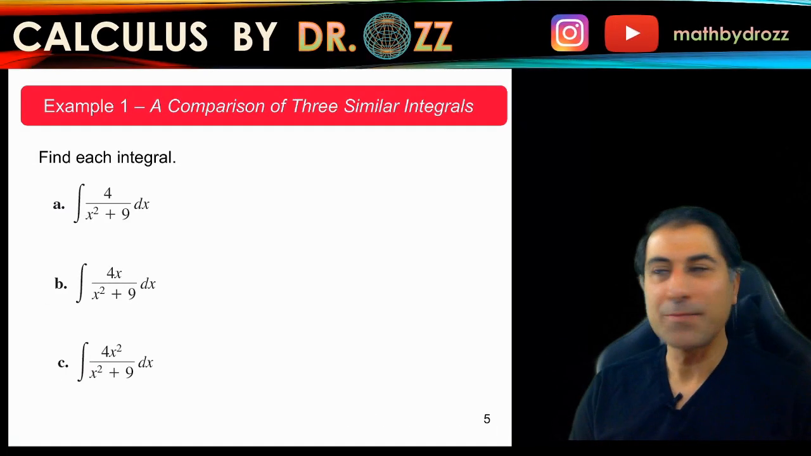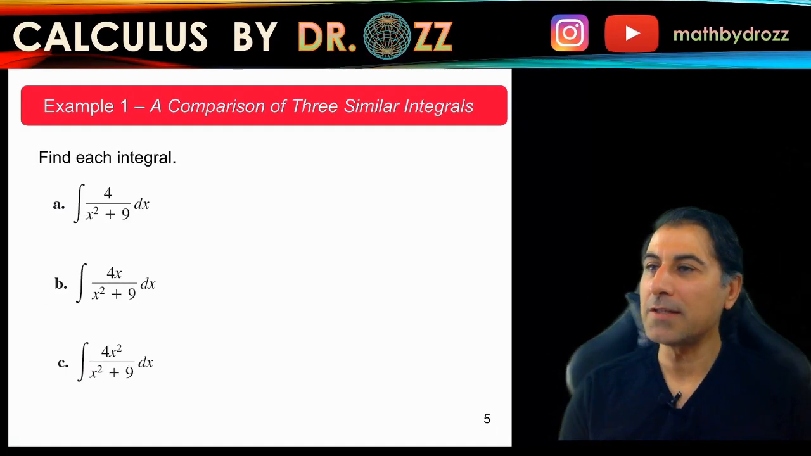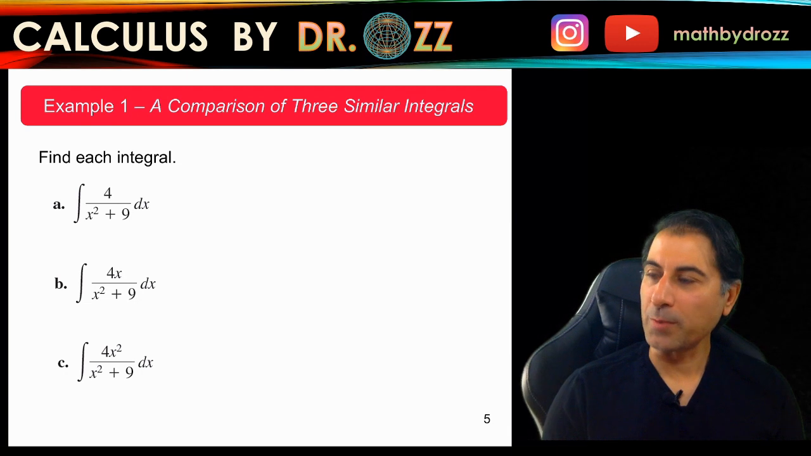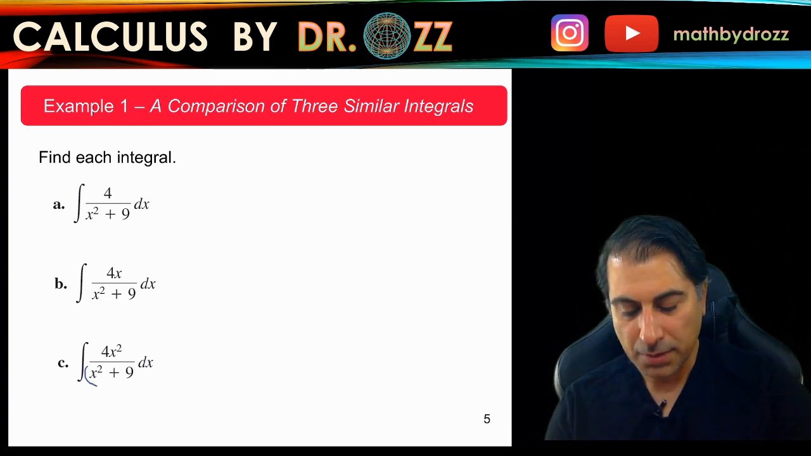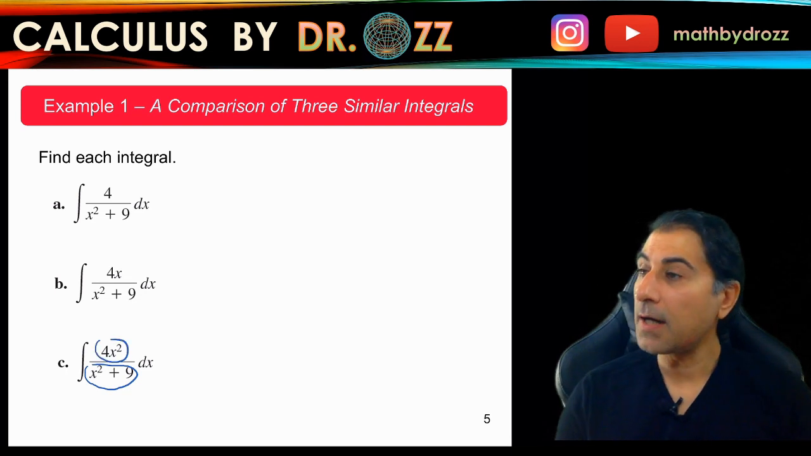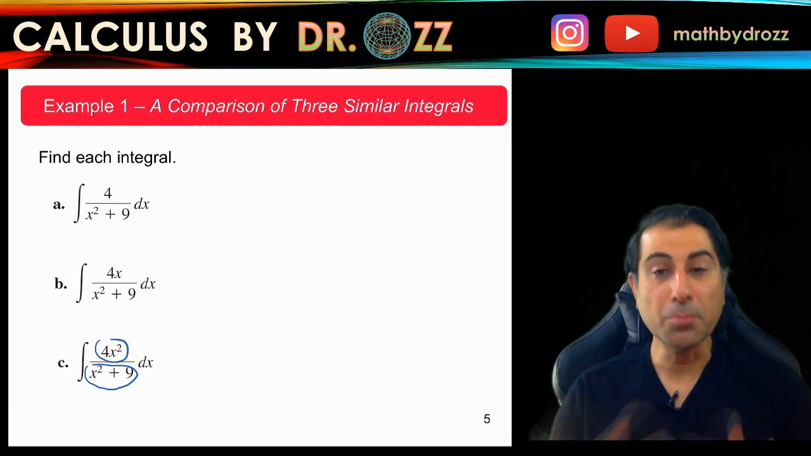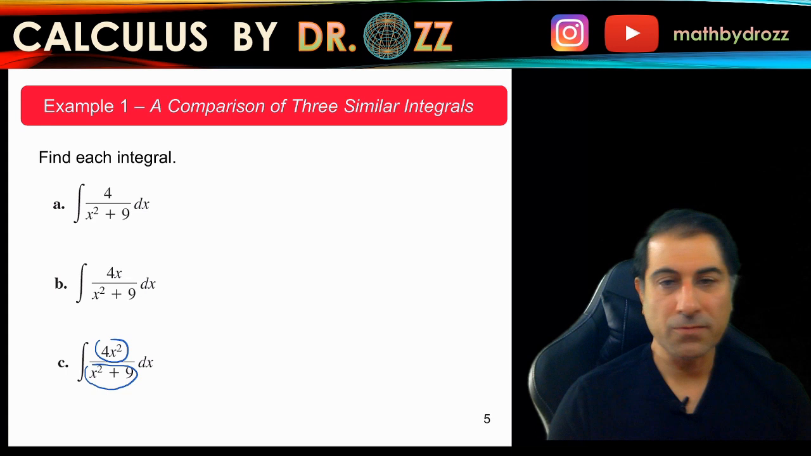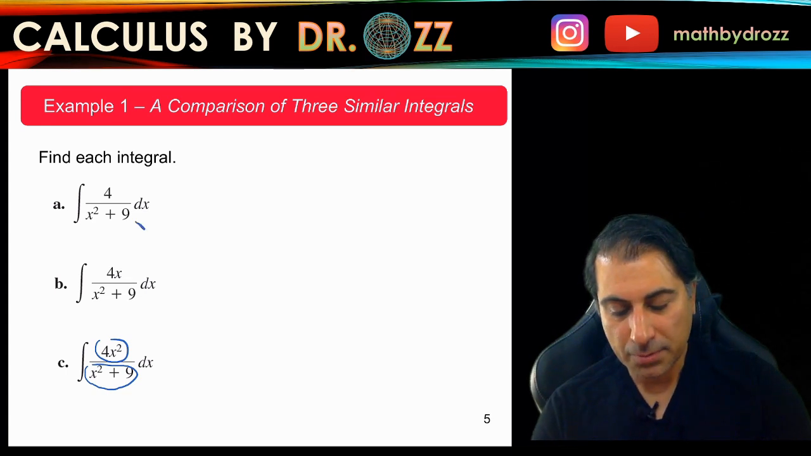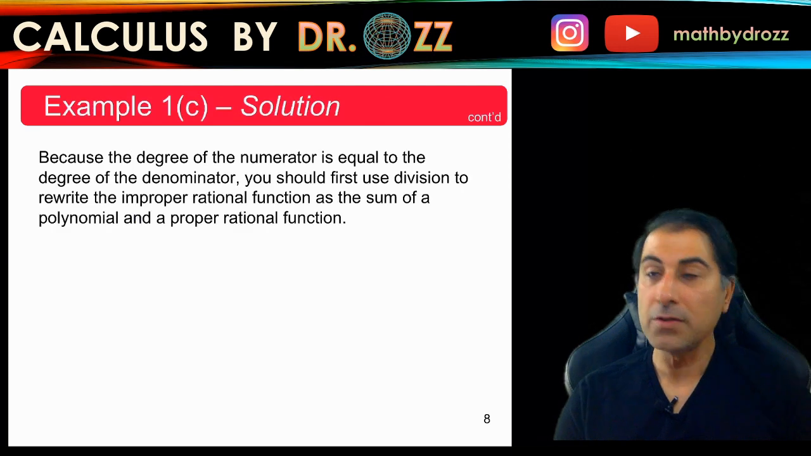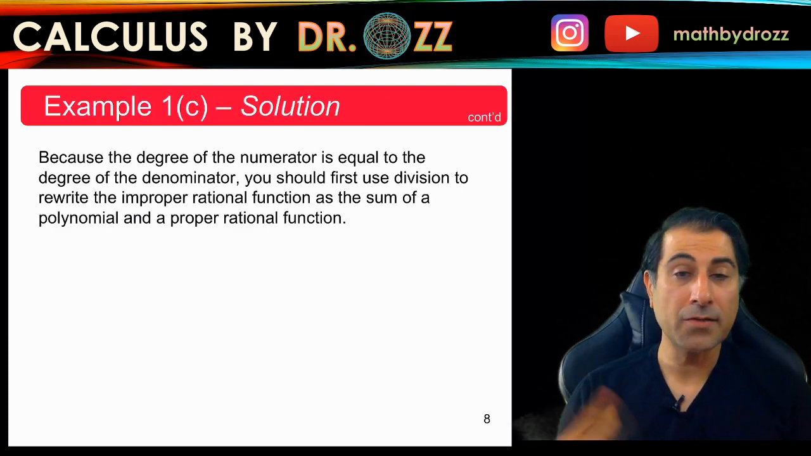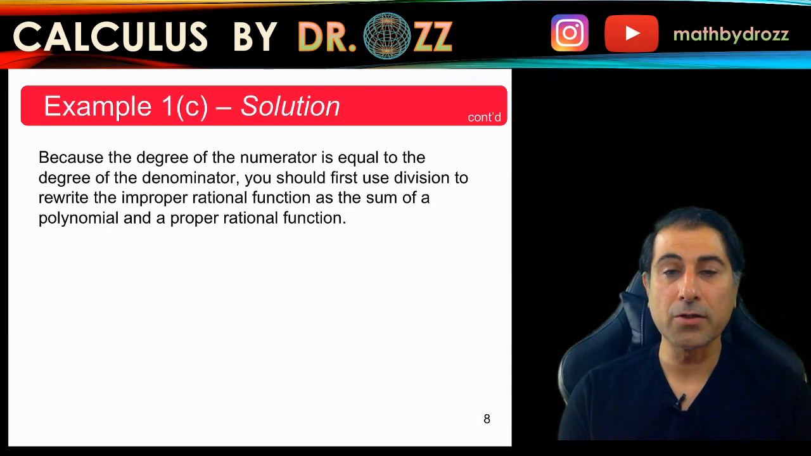All right, let's stare at part C. We have 4x squared divided by x squared plus 9. Well, first off, the degree of the bottom is the same as the degree of the top, so that makes this rational function an improper rational function, whereas here we have proper rational functions. So again, the known techniques cannot apply. You can't use the log rule, or you can't use the arctan rule.